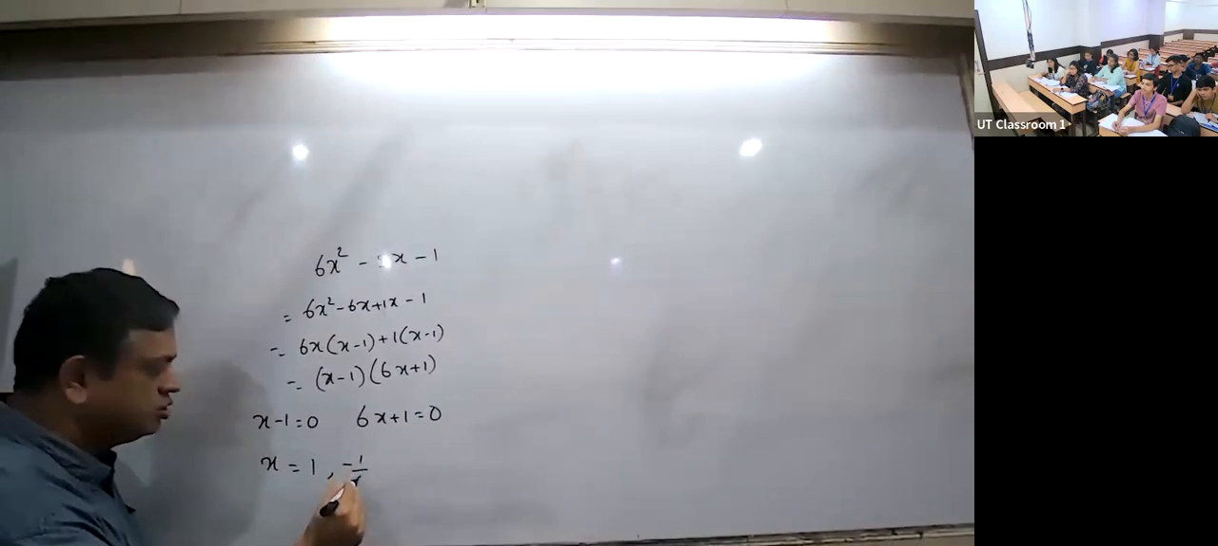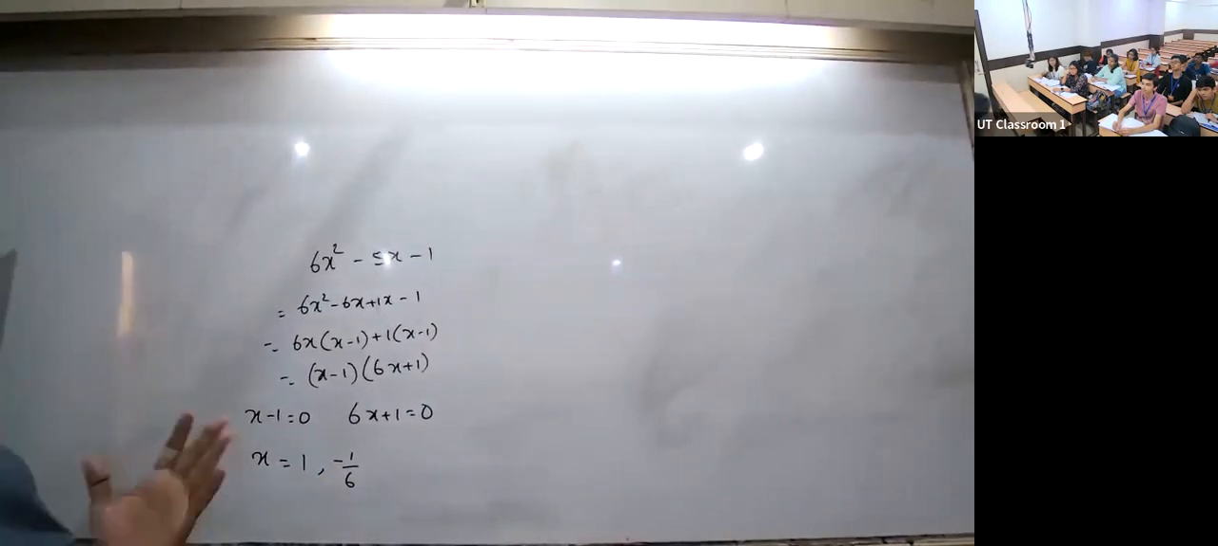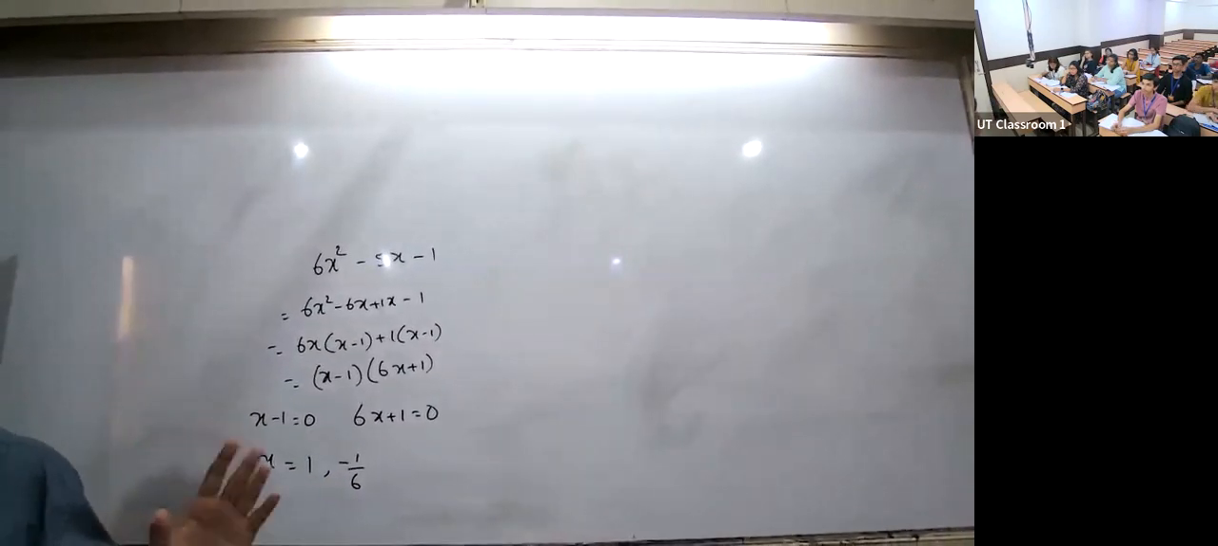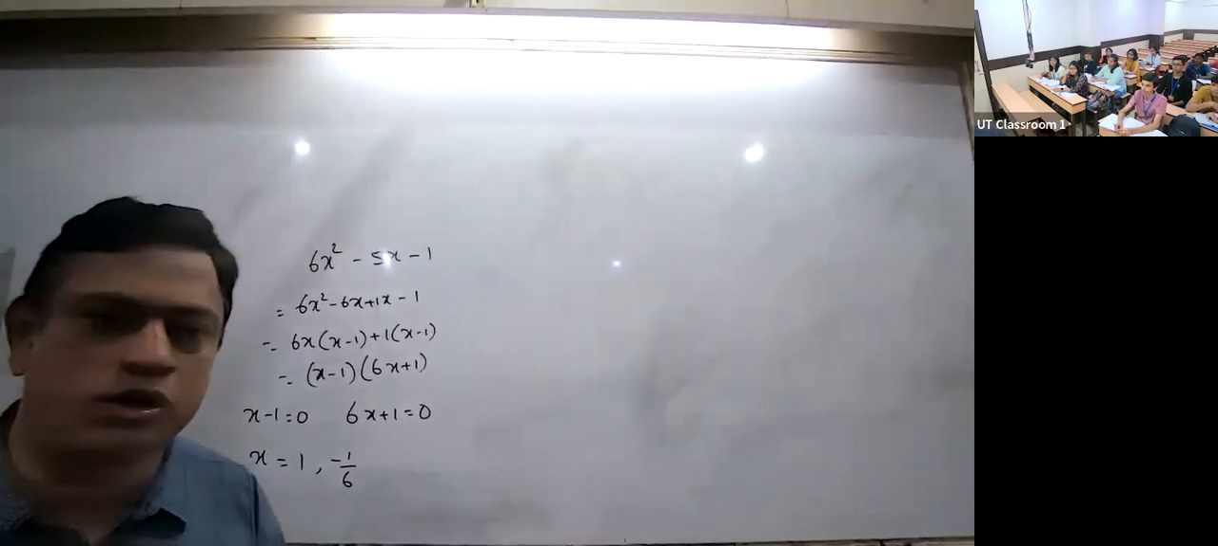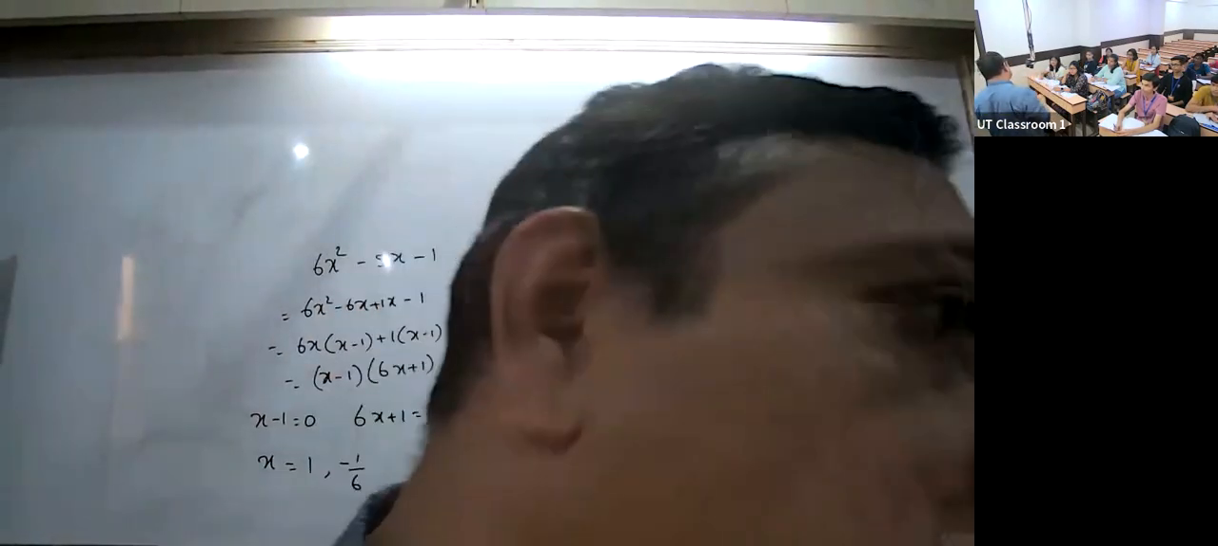So your zeros you got. So you followed how to find the zeros of the quadratic polynomial. How to find the zeros of the quadratic polynomial? Factorize. What is the meaning of factorize?